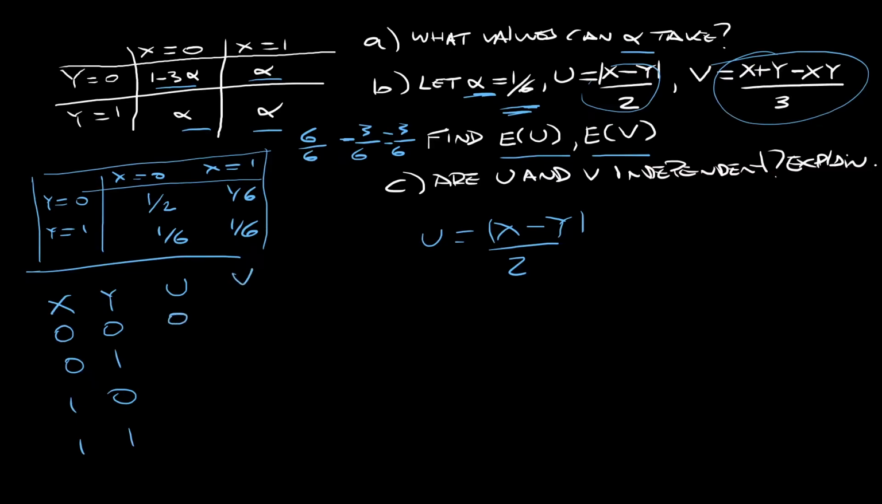And for the other expression, v, we have x plus y minus xy divided by 3. So 0 plus 0 is 0, minus 0 times 0 is 0, divided by 3 is 0.